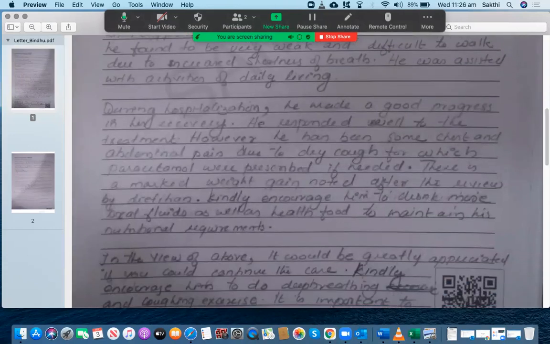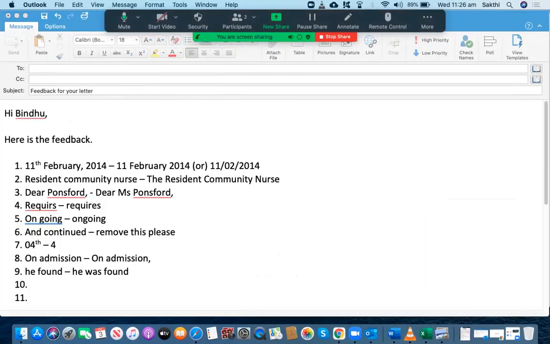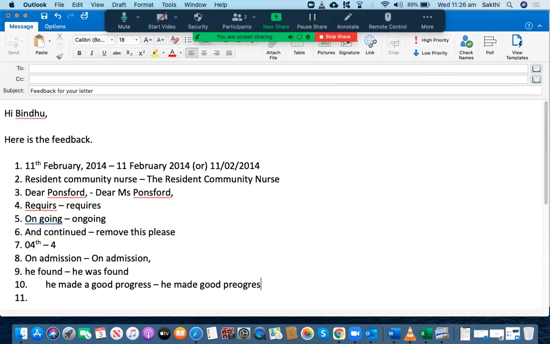During hospitalization, that's correct, comma, that's good. "He made a good progress." Progress is an uncountable noun. It's not like "a progress," or two good progress, three good progresses. No, it's not the case. He made good progress. That's it. Don't use "a" in between, because this is an uncountable noun.